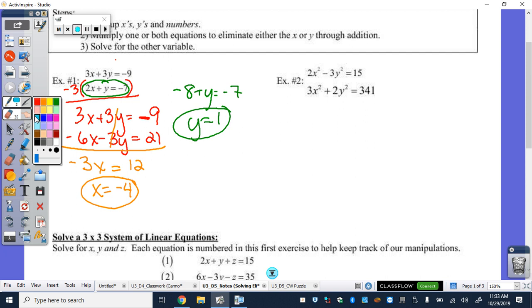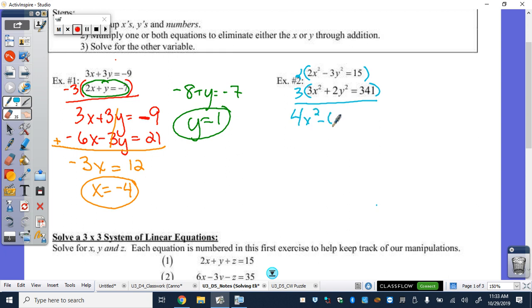So which one do we want to go with, x squared or y squared? I'd go with y's because they're already positive and negative. I just need to make the coefficients the same. So I would multiply this one times 2, because that's going to make that a -6. And then I multiply that one times 3, because then that would make that a +6. 4x squared minus 6y squared.